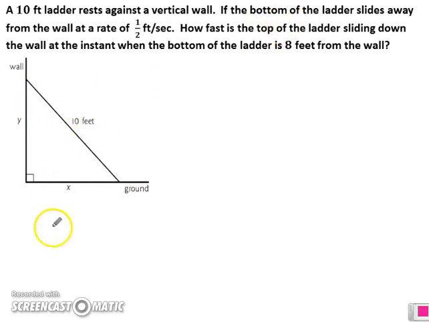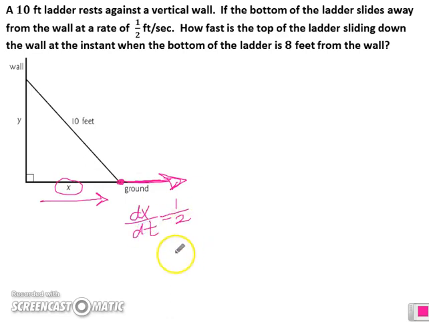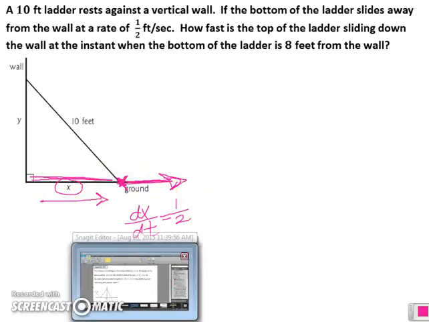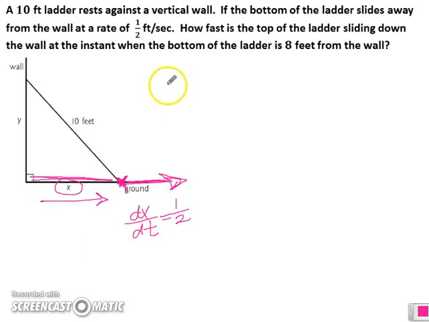The bottom of the ladder is sliding away from the wall. So this piece right here is going this direction at a rate of 1/2 feet per second. And this is the x, so this would be dx/dt. That's the rate at which this line right here is getting larger, because this spot right here is going this direction, meaning this space is getting bigger. So that rate is happening at 1/2 feet per second.